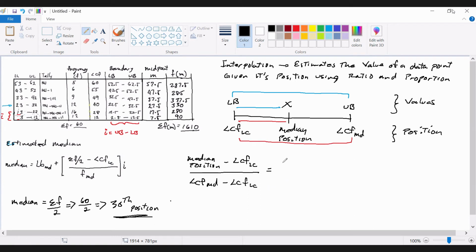x minus lower boundary of the median class, LB, divided by the whole thing, UB minus LB. But what is UB minus LB? UB minus LB is i. So you can change this one to i.